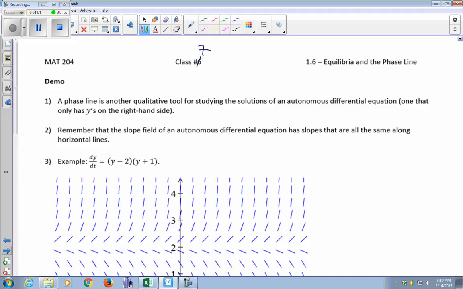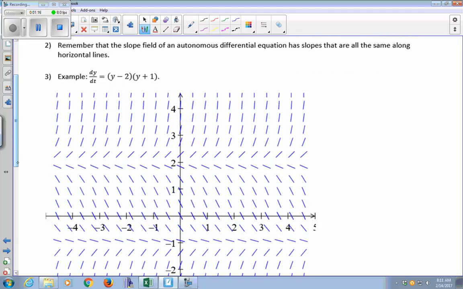All right, a phase line is another qualitative tool that we can use to study solutions of an autonomous differential equation. Autonomous means it has only y's on the right-hand side. So remember that the slope field of an autonomous differential equation has slopes that are all the same along a horizontal line. You studied some of these in our last class activities.